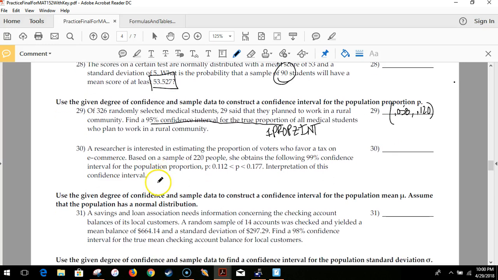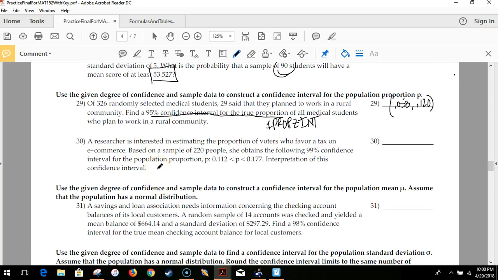Number 30 is a little strange. Research is interested in estimating the proportion of voters who favor a tax on e-commerce. Based on a sample of 220 people, she obtains the following 99% confidence interval for the population proportion. And there it is. What does this mean? So you need a very fancy sentence.